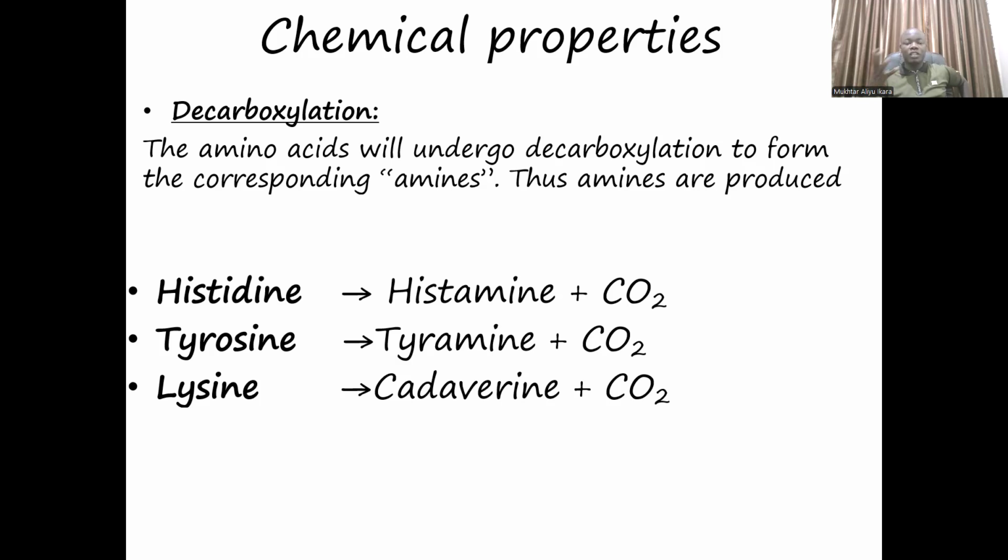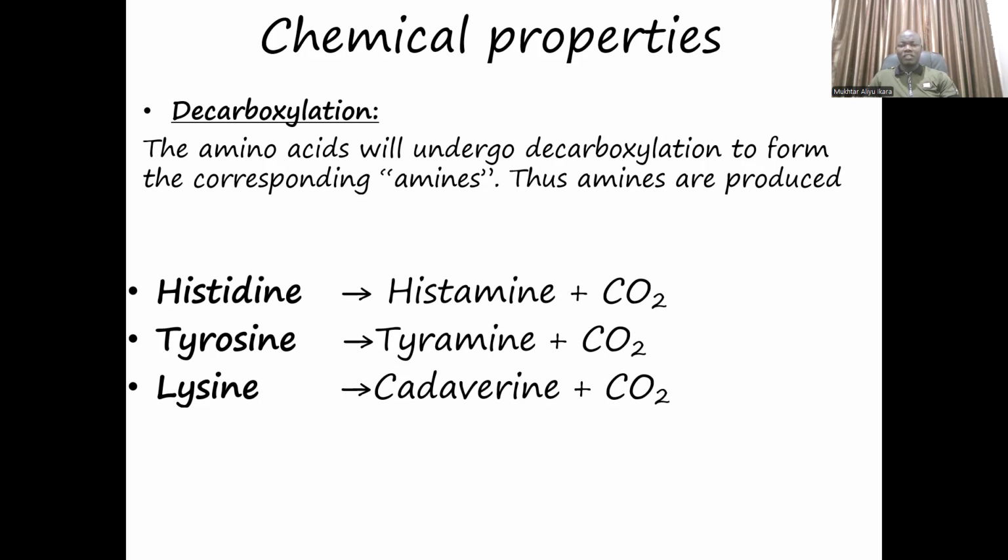For example, we have histidine. Histidine is an amino acid which is decarboxylated to produce CO2 and histamine. Histamine is an amine derivative that is derived from histidine as an amino acid. And then we have tyrosine. Tyrosine also is decarboxylated to produce tyramine, and lysine also is decarboxylated to produce cadaverine.